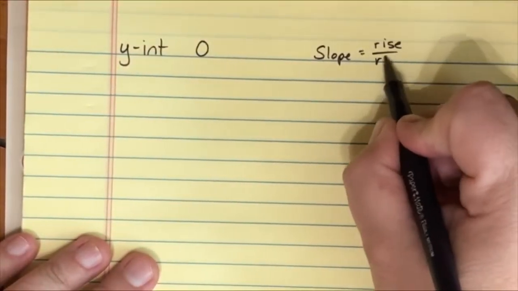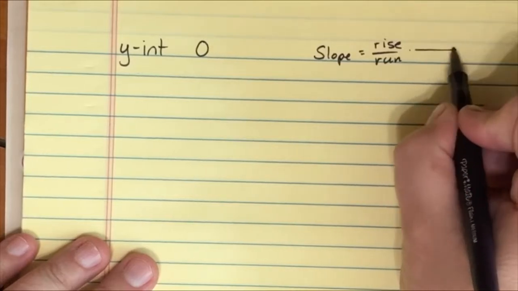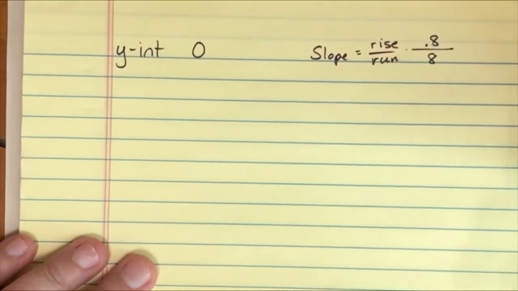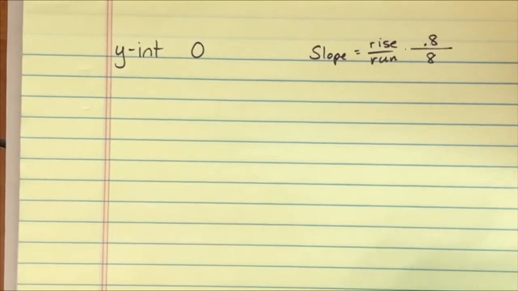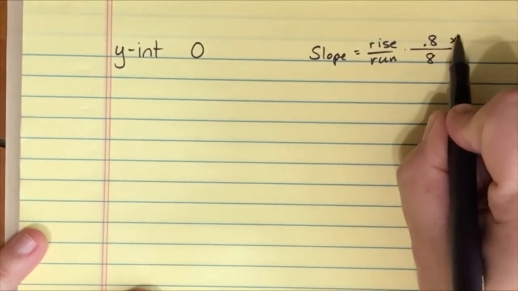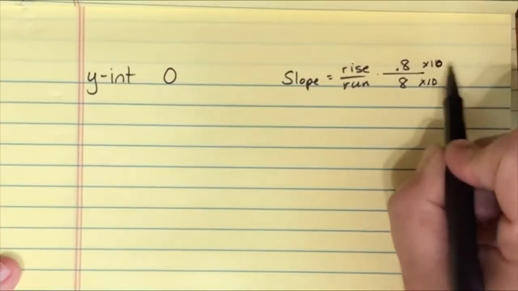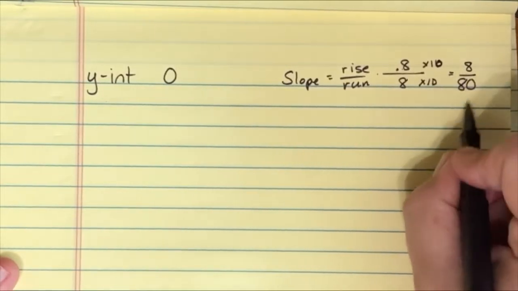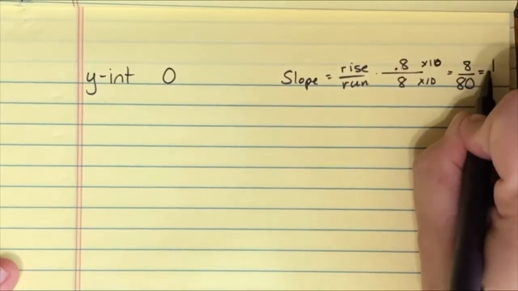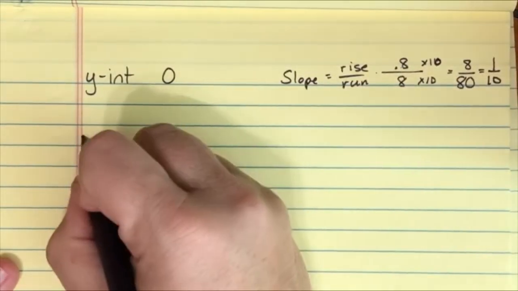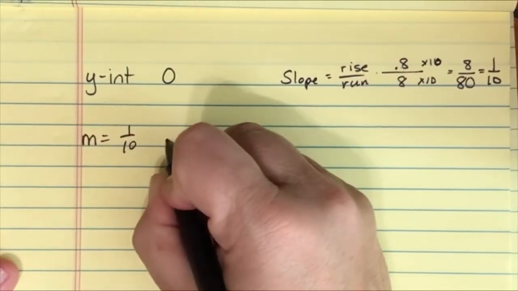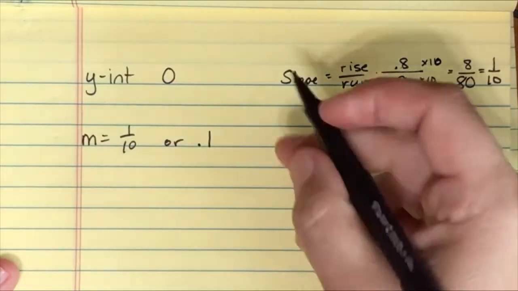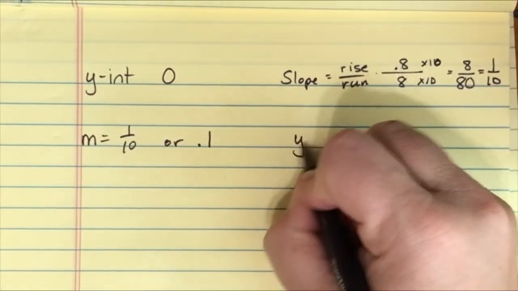Slope equals rise over run. Our rise was 0.8, so it increased 80 cents for every 8 ounces. So now if we don't want a decimal and a fraction, you could put that in a calculator, 0.8 divided by 8. You can multiply the top and bottom by 10 to get 8 over 80, and you can see that that is going to simplify to 1/10. And 1/10 of a dollar is a dime, or 0.1.